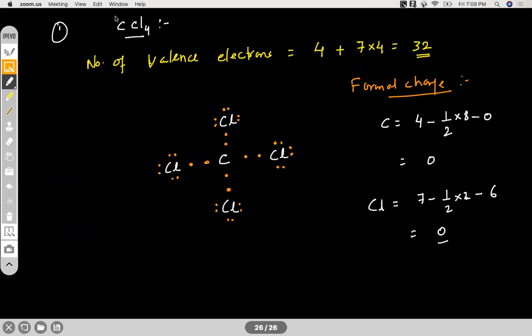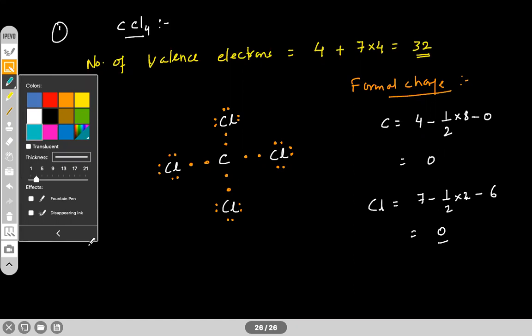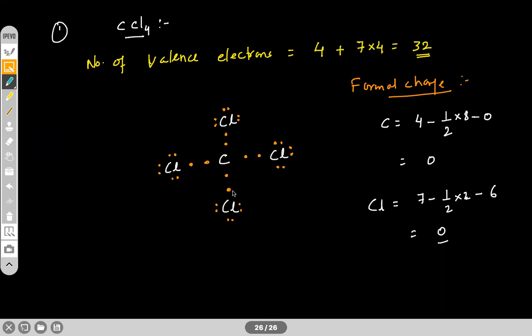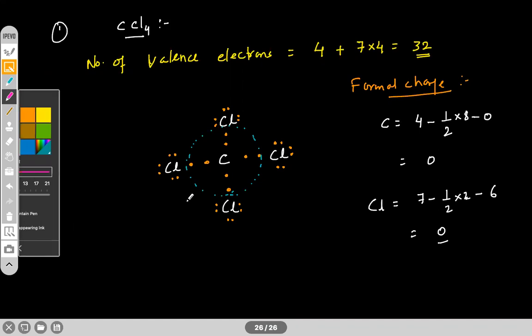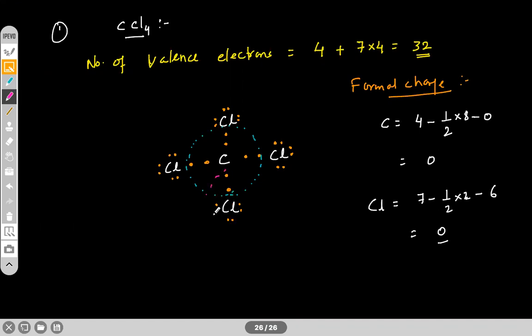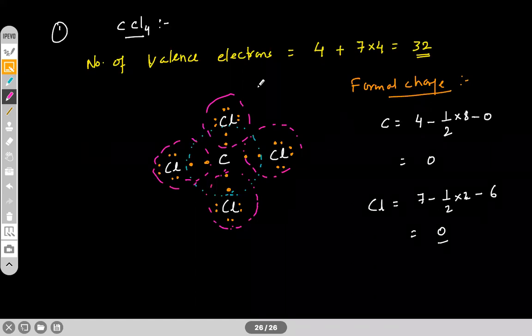Okay, if you want, you can place circles in order to show the octet of the atoms, like this. You can place, see the carbon, the octet is complete. For chlorine, the octet is complete. This chlorine also, the octet is complete. This chlorine also, and this chlorine also. So all the atoms have a complete octet with zero formal charge. So this is the best possible arrangement of atoms.